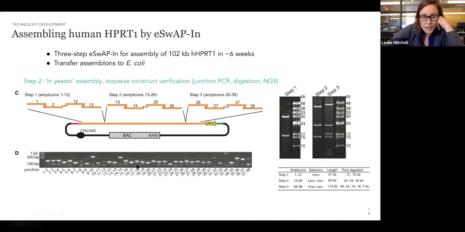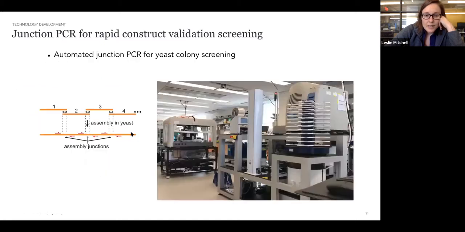So I'll just highlight that really quickly. We call it junction PCR. In the context of these assembly steps, the idea is that in yeast, in a colony that forms following an assembly transformation, if you design primers that span the junction between two parts that are supposed to be assembled, the only way you'll get a PCR product is if the assembly has correctly happened.